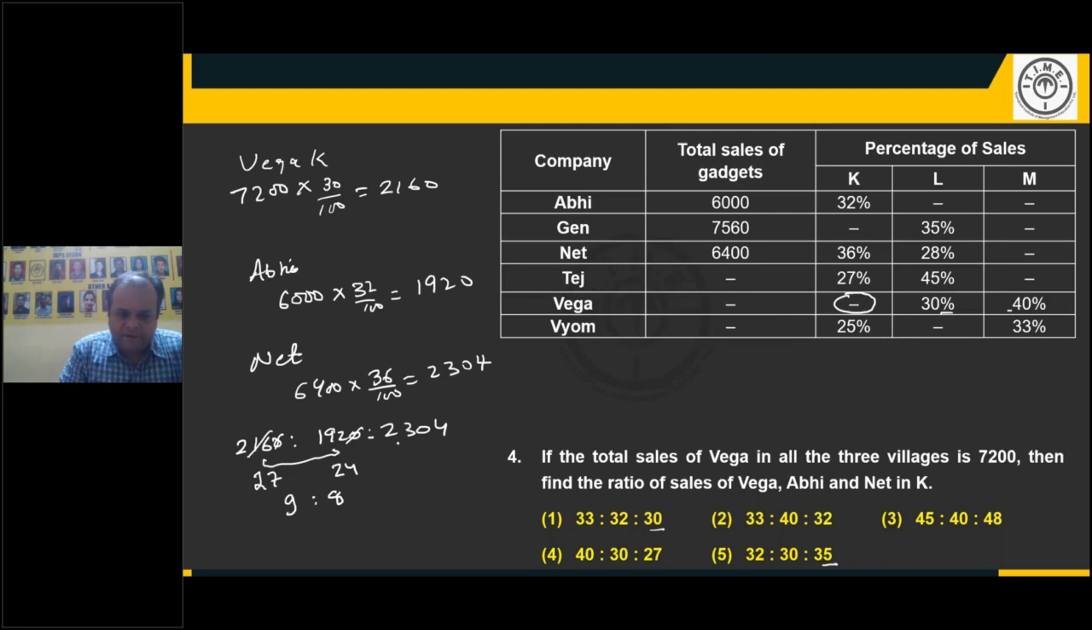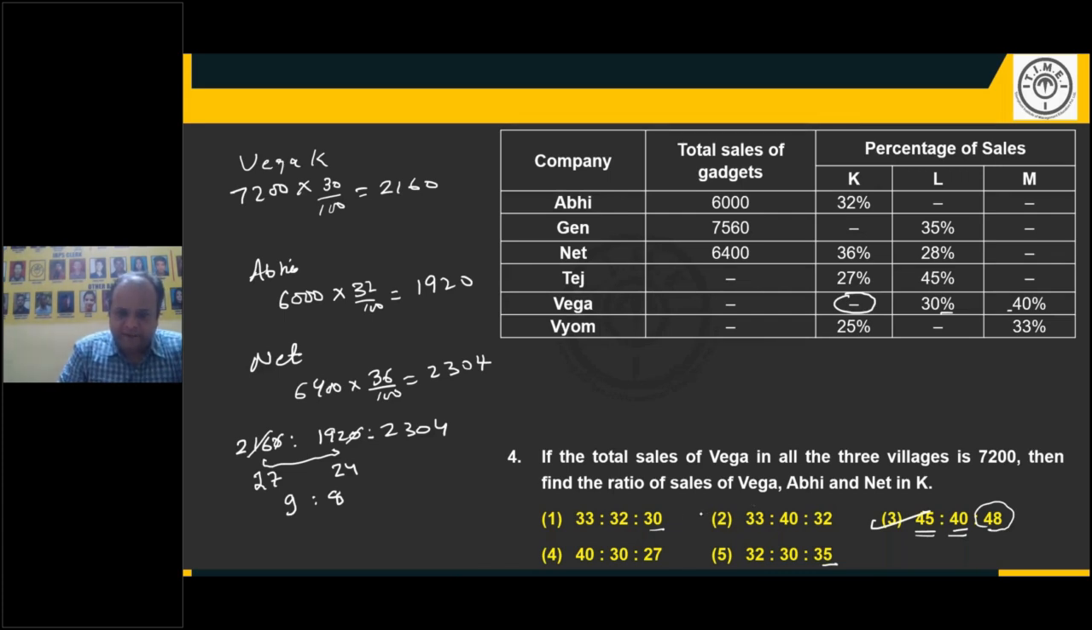You don't need to solve completely. If you look for the option 9:8, that is clearly evident, which is there in option number 3. So there is a way out. Either you can solve completely, you can cancel out. But if you look at the values, this is 9:8. Only one option is satisfying 9:8, which is 45:40. And obviously 2304 is more, so we can clearly work out this will be 48. So this is how you work it out.